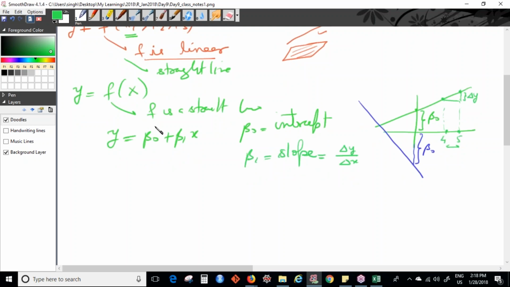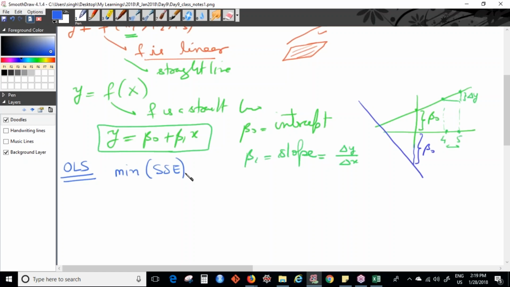So this is our assumption that if you have one independent variable, our line will be a straight line. Now how do we find this straight line? We use the OLS method, the OLS algorithm, which states that we try to minimize the sum of squared error.